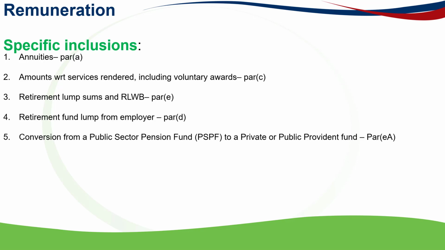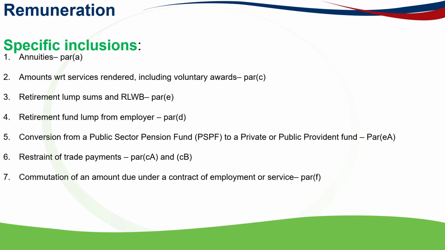Conversion from a public sector pension fund to a private or to a public provident fund will also be included in remuneration. A restraint of trade payment, commutation of an amount due under a contract of employment or service, 80% of the travel allowance. The 80% that is referred to here is of the travel allowance that a person would receive. So that is the gross travel allowance. This is before taking into account any deductions for business expenditure, right?